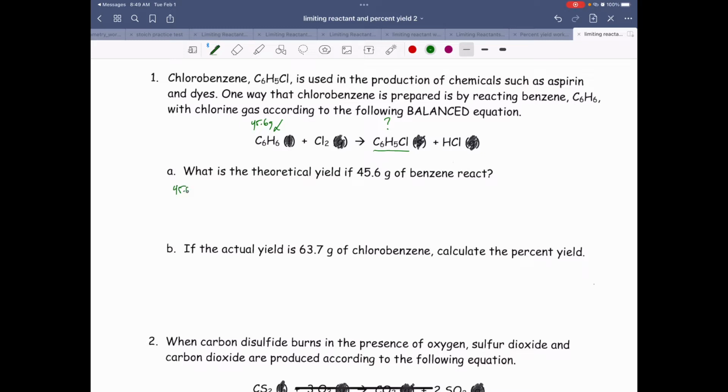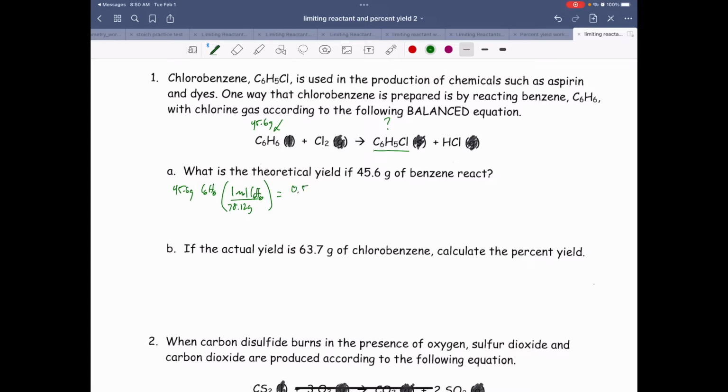So 45.6 grams of C6H6, we got to convert that into moles. You got 6 carbons, so that's 12.01 times 6. And then you got 6 hydrogens, so that's plus 6.06. And 78.12 is what I get. So 78.12 grams is 1 mole of C6H6. So the number of moles is 45.6 divided by 78.12, and we get 0.584.